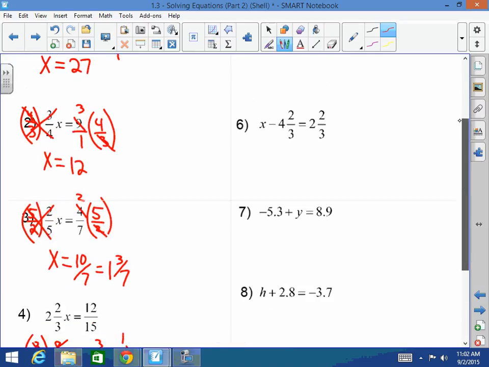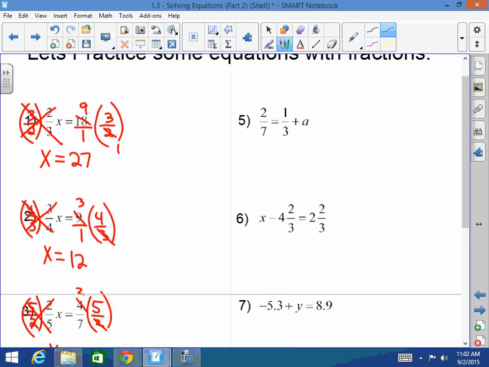Number 5. Okay, I have 1/3 plus a. Okay, so I'm going to subtract 1/3 to both sides. So now, please remember how to add or subtract fractions. I need a common denominator. My common denominator here is going to be 21. So what do I have to multiply to 7 to get to 21? If you said 3, that's great.